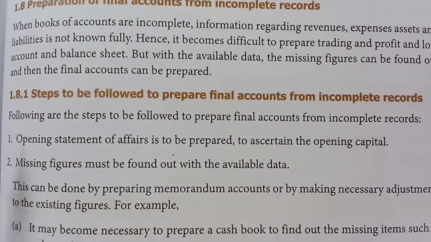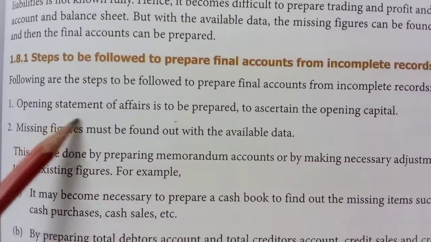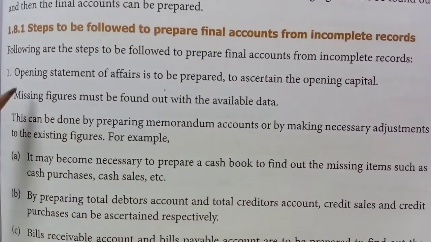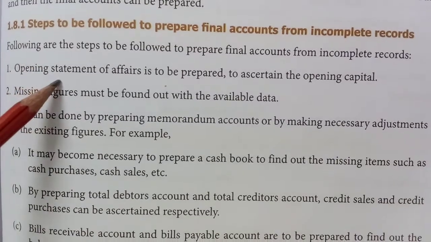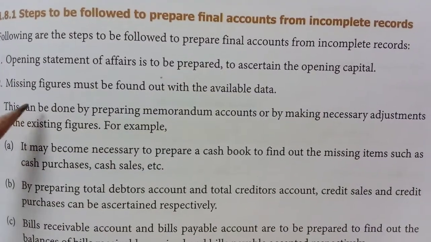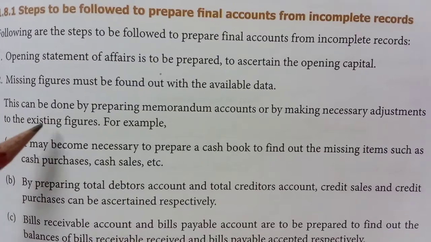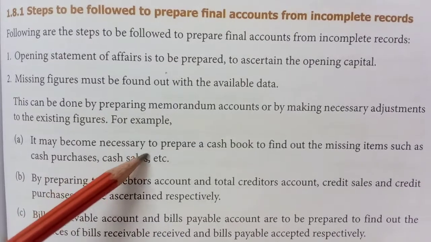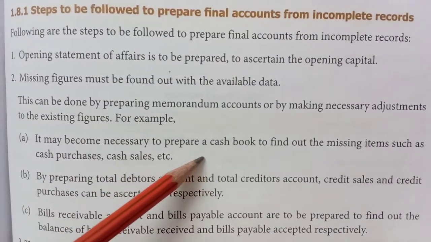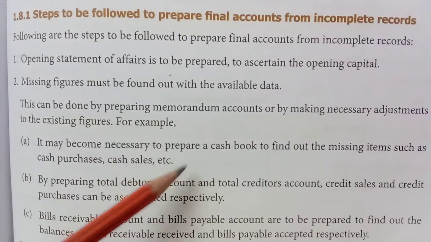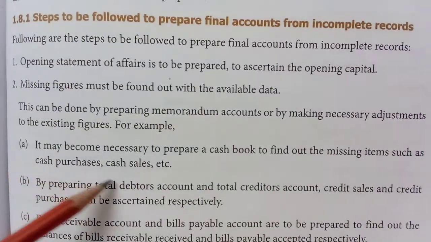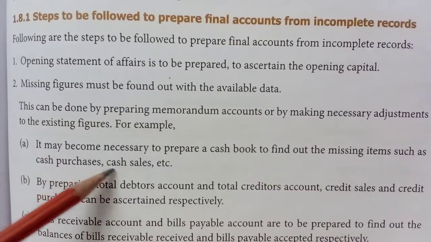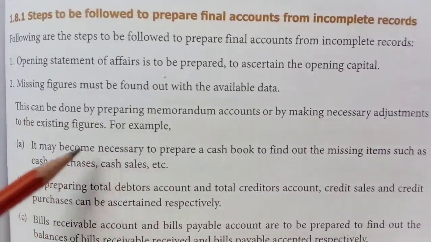The first one, as we learned already, is that the opening statement of affairs is to be prepared to ascertain the opening capital. Now that we know how to prepare the statement of affairs, the missing figures can be found out by preparing some accounts. First one, we have to prepare the cash book to find out the missing item. The item may be cash purchases or cash sales. So these two items we can find out by preparing the cash book.